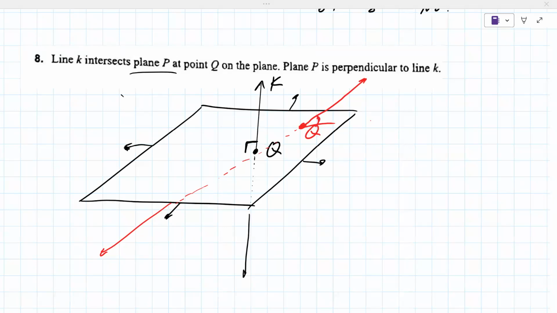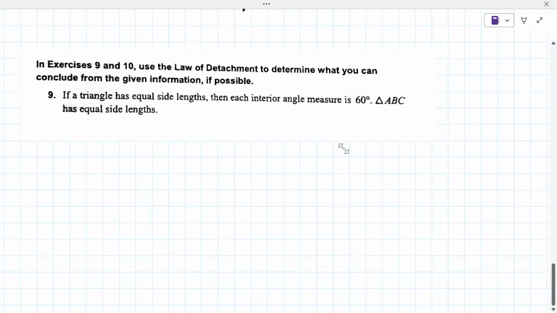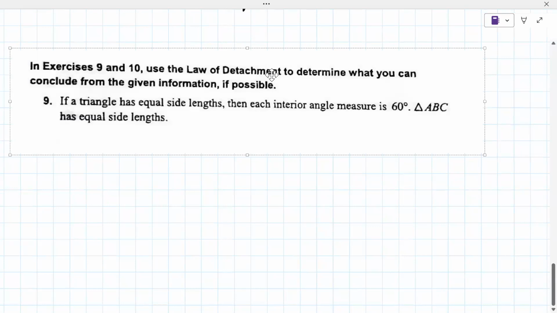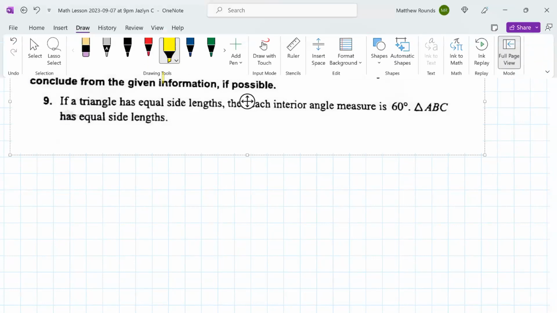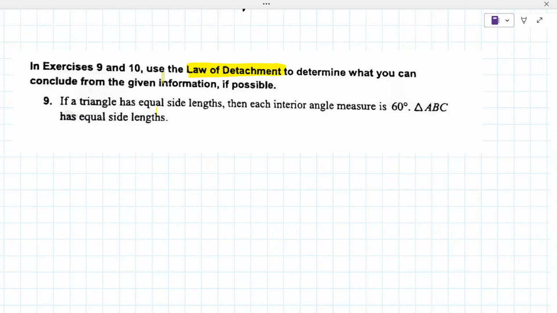Number nine. Okay, in exercises 9 and 10, use the law of detachment to determine what you can conclude from the given information if possible. So, do you have in your notes what the law of detachment is? No. Okay. Did you guys talk about like if P then Q in class?